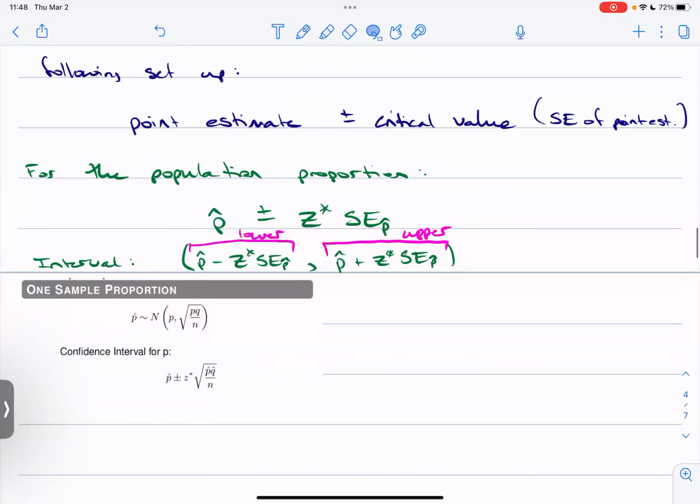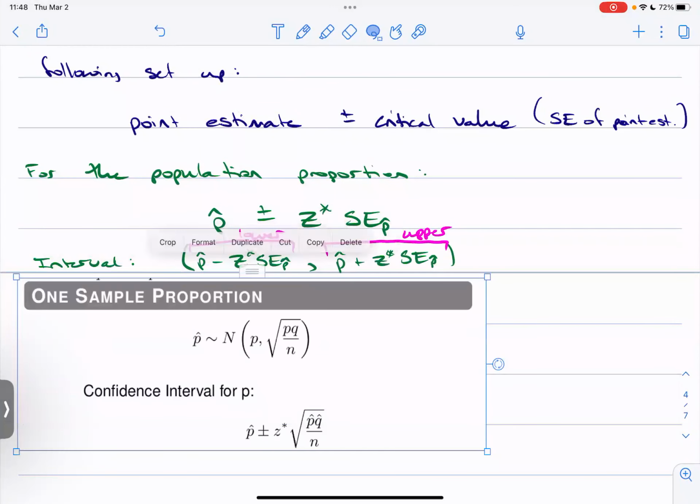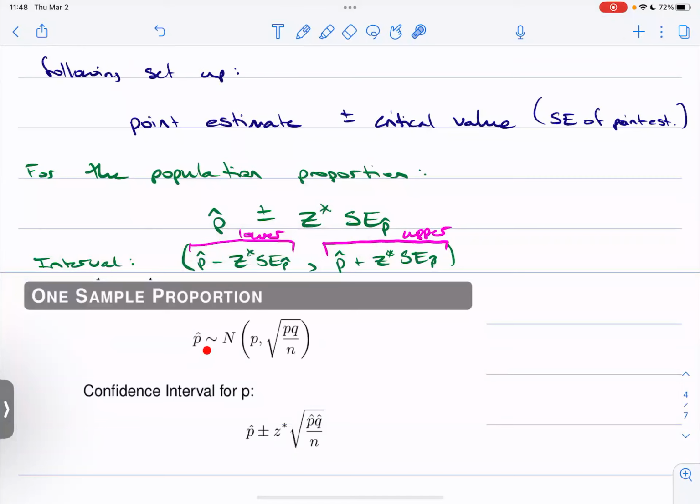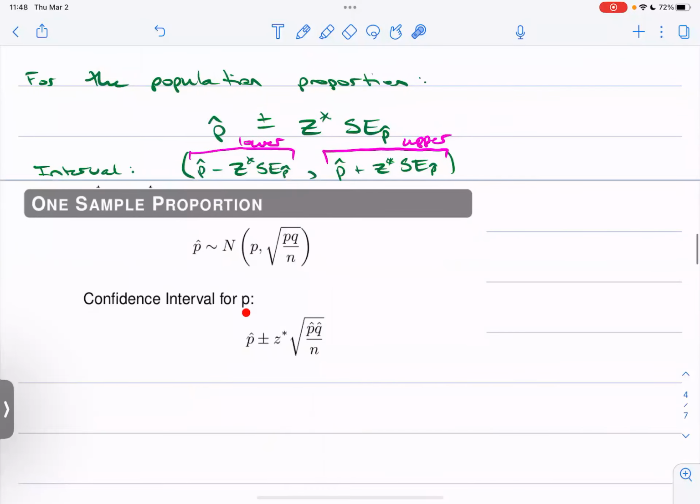Okay. So here, I tell you the sampling distribution of p hat. It follows a normal distribution centered on p with a spread of the square root of pq over n. And then the confidence interval for p, to capture the population proportion p, is p hat plus minus z star times the standard error of p hat, which is the square root of p hat q hat over n.